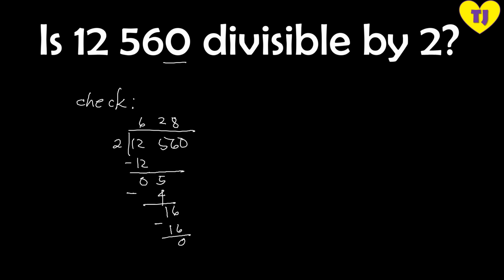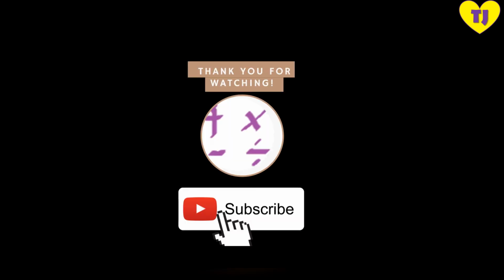So we need to bring down another 0. So this is 0, and then that is 0. So subtracting, we end with a 0 on the last part. So we don't have a remainder at all. That means to say that this is really divisible by 2. So that's it. That is your divisibility rule for 2.